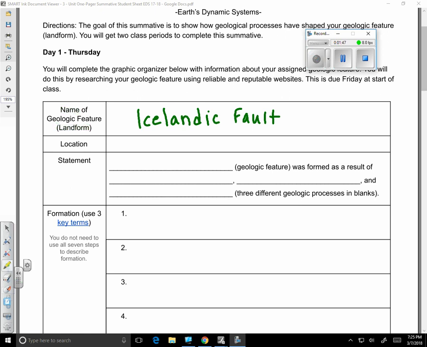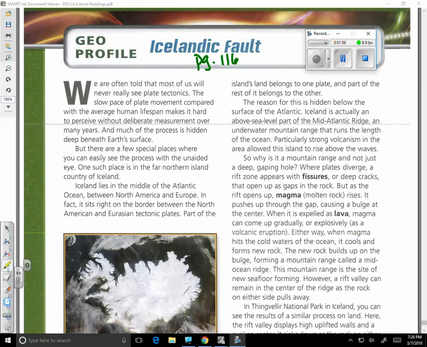So while we are reading, the first piece of information that we need to look for is the location of this Icelandic fault. So let's start reading.